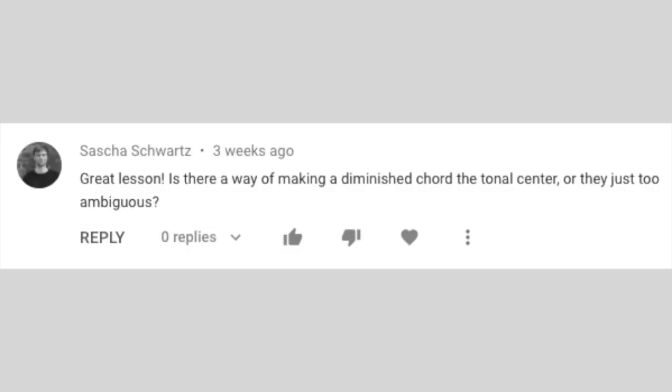Great lesson. Is there any way of making a diminished chord the tonal center, or are they just too ambiguous? Okay, so the question here is, can we make a diminished chord a tonal center, which means can we make this chord the tonic of a scale and make it feel like the diminished chord is the most important chord?